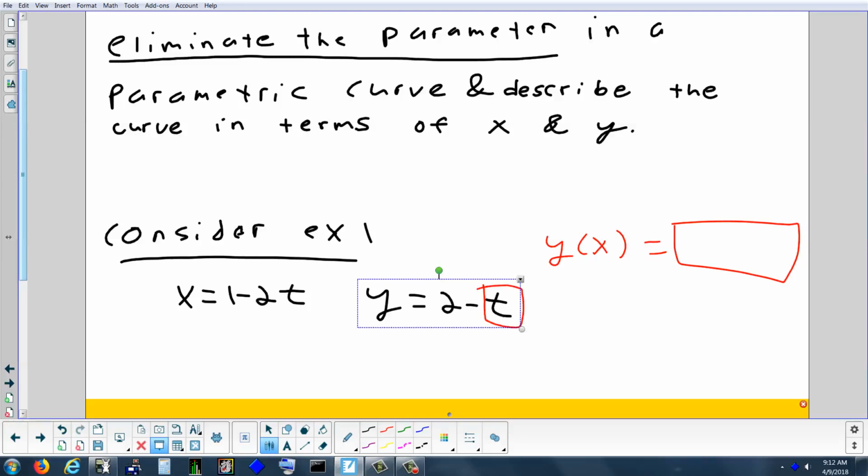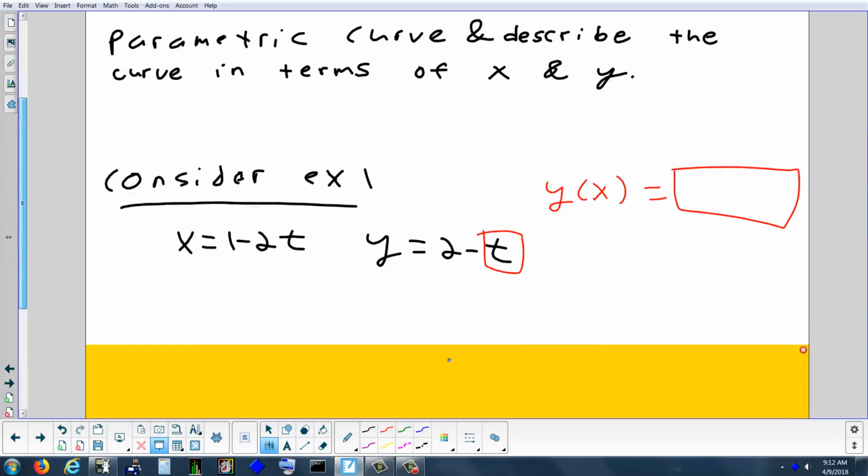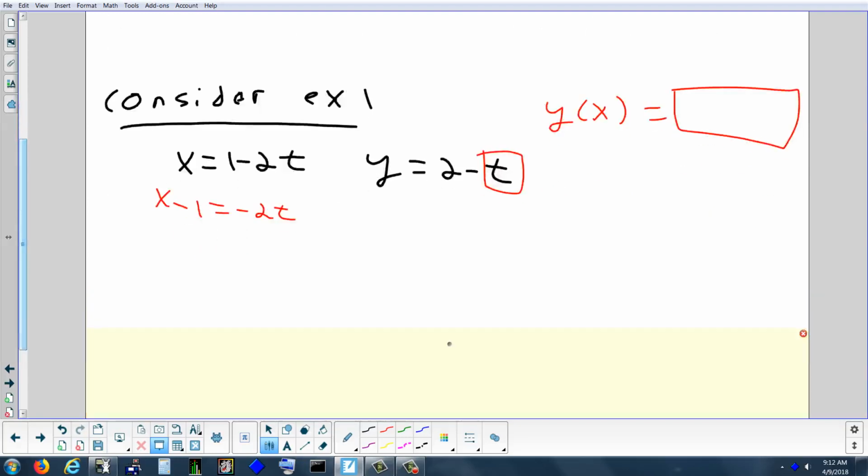Any thoughts on how I can get rid of that t using something else that's up there? I somehow have to get rid of what's in that red box. Yep? Could you get t by itself on the other side and then plug that in for t? Exactly. So we're going to get t by itself in the x equation. That's step one. Get t by itself in the x equation. And then step two is to plug that into the y equation. So if you want to write that down, you can, but I'm just going to go through the example with you. So subtract 1, divide by -2.